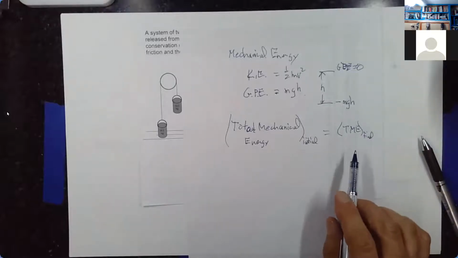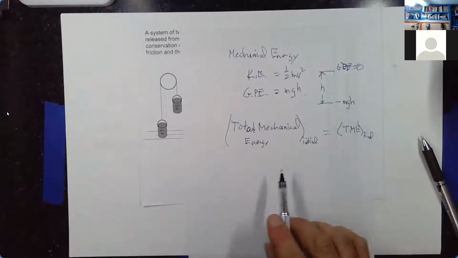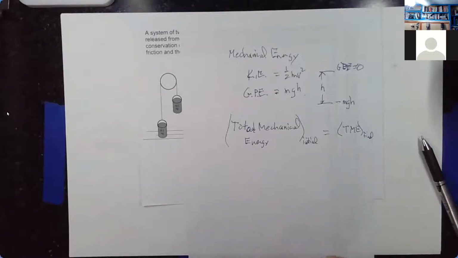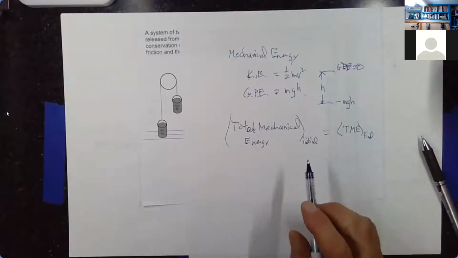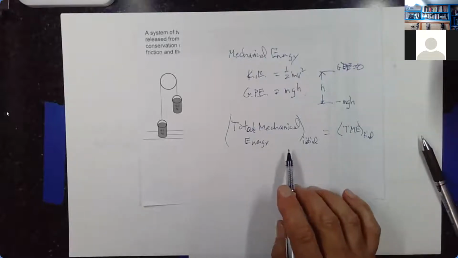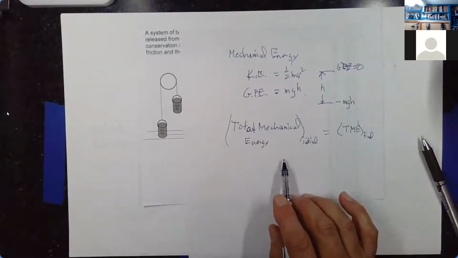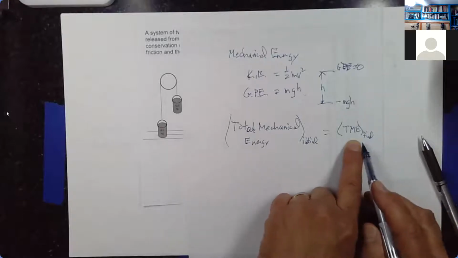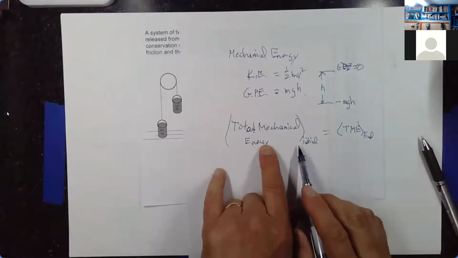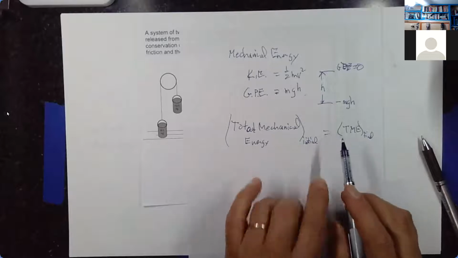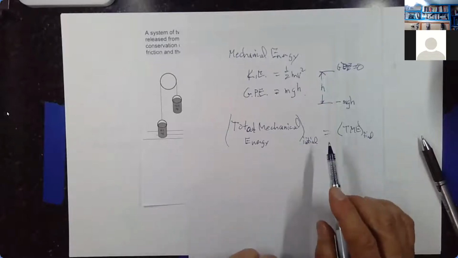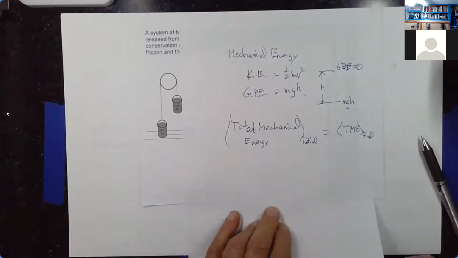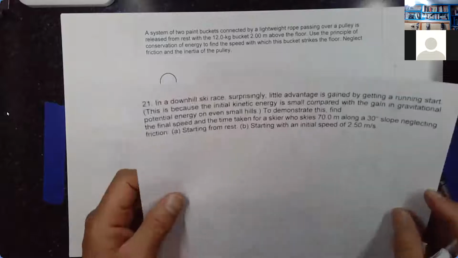Now, the last problem we'll do today, we'll actually look at a situation where we have friction, and friction will steal mechanical energy from the system. And in that case, the final total mechanical energy ends up being less than the initial by the amount of work done by friction. And so we'll see how to deal with that when we come to it.